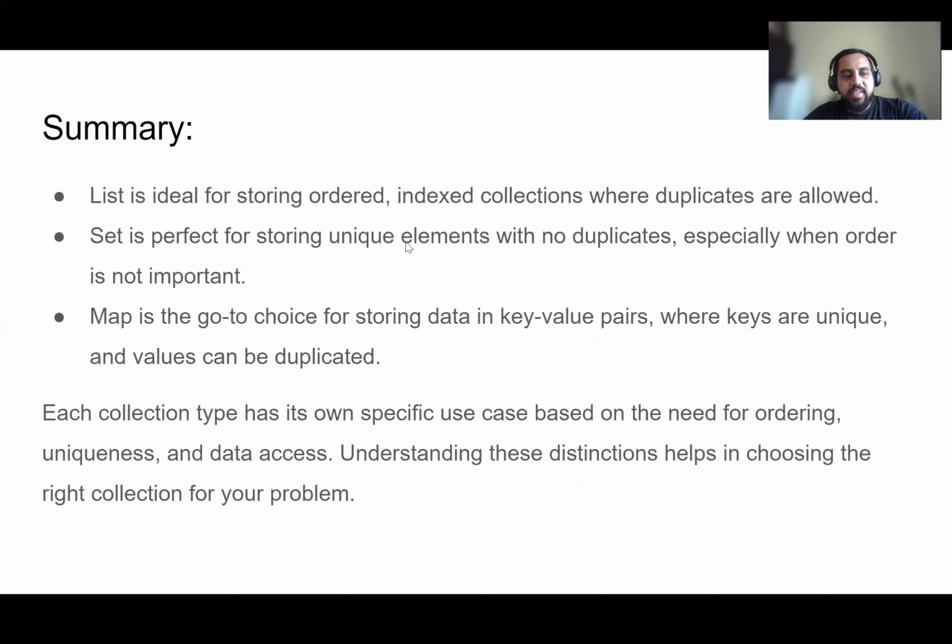So, summary: list is ideal for storing an ordered, indexed collection where duplicates are allowed. Set is perfect for storing unique elements with no duplicates, especially when order is not important. Map is the go-to choice for storing data in key-value pairs where keys are unique and values can be duplicated. Each collection type has its own specific use case based on the need for ordering, uniqueness, and data access. Understanding this distinction helps in choosing the right collection for our problem.